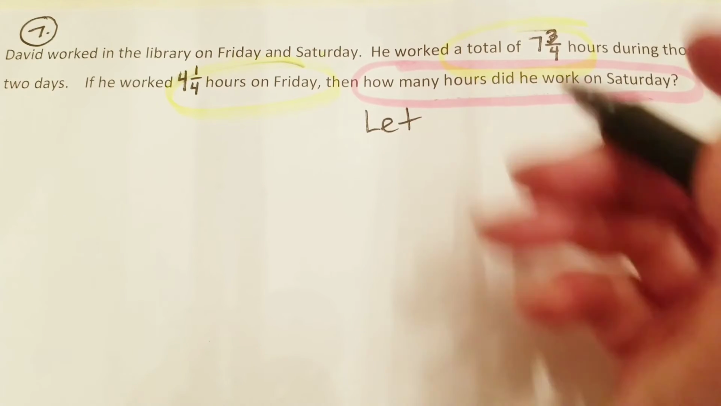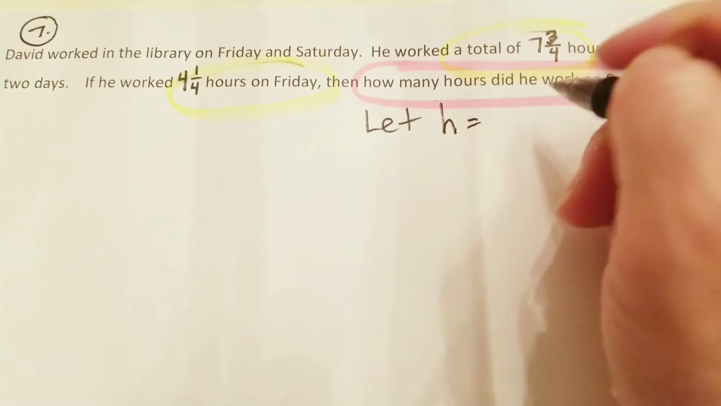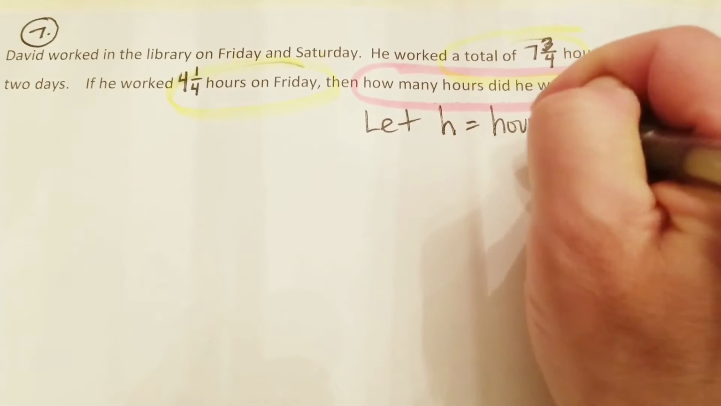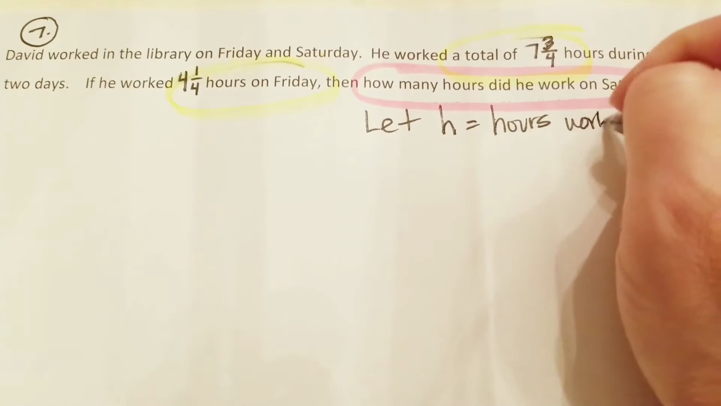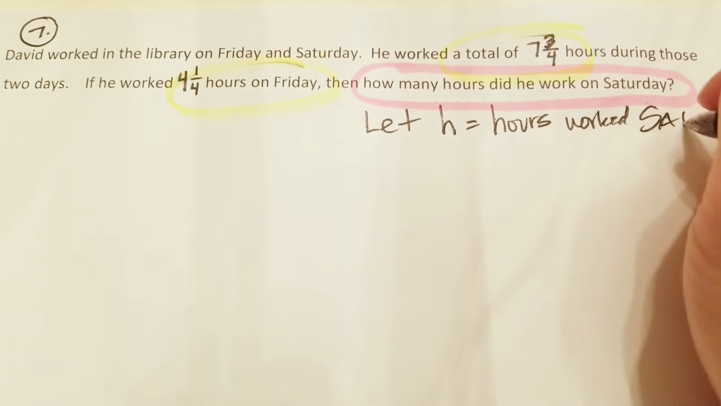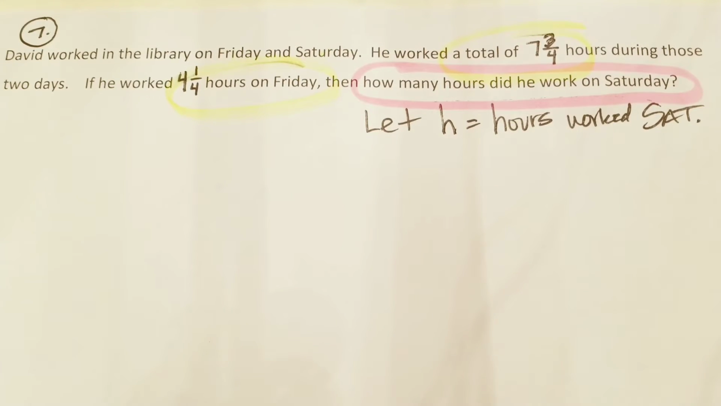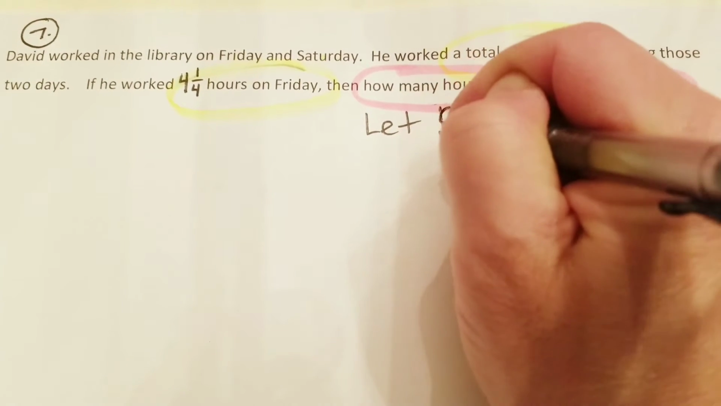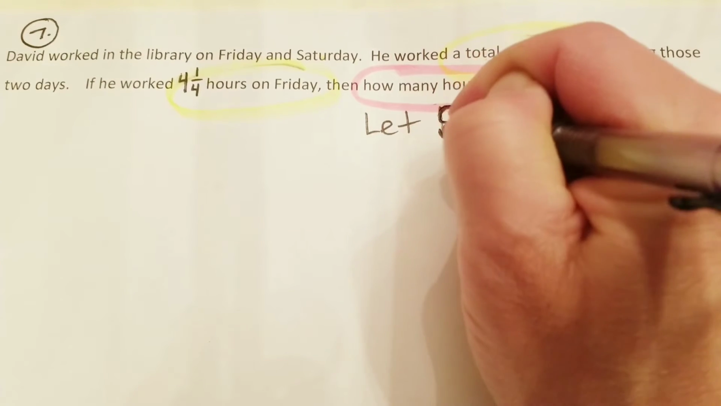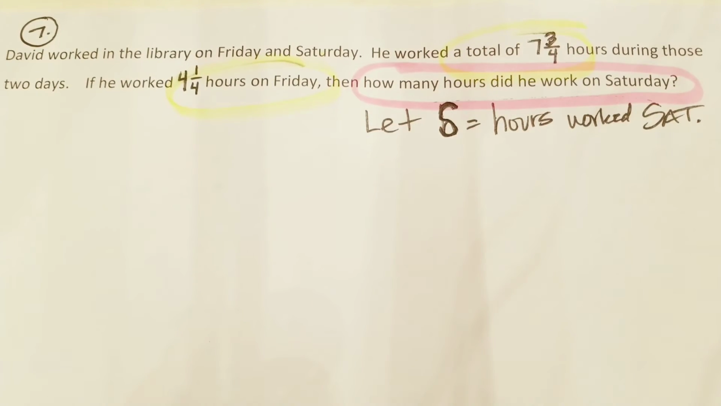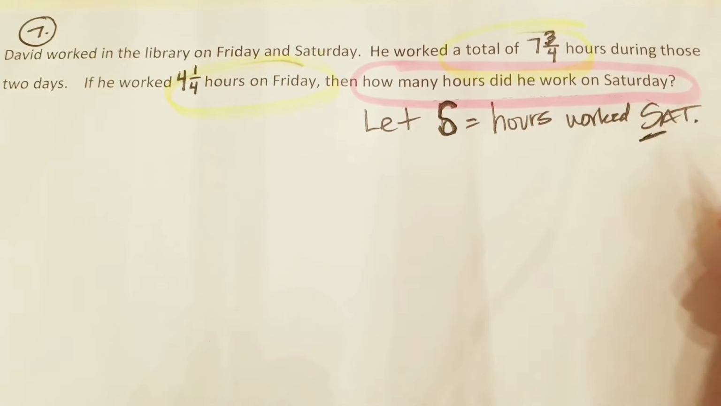Let's call it hours. So let H equal hours worked Saturday. Nope, I'm going to change it to S. Let S equal hours worked Saturday. Again, feel free to assign any variable you want. I just usually like to assign the variable with the first letter of the word.